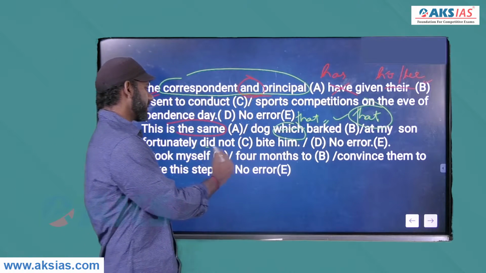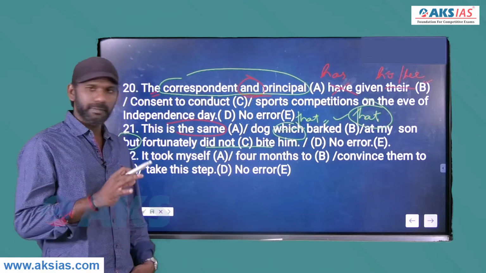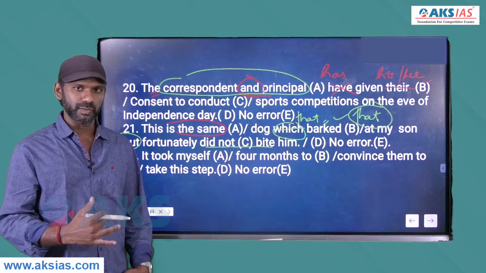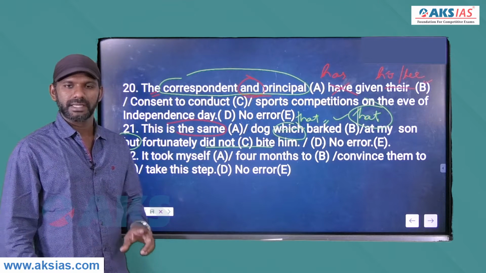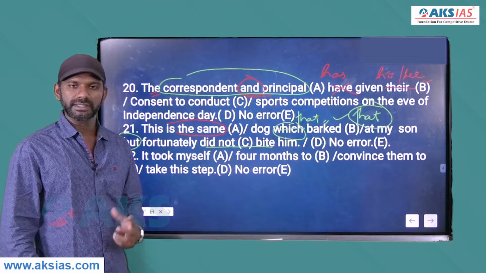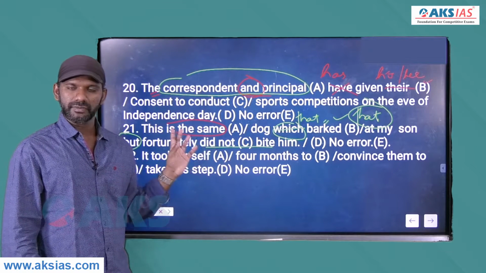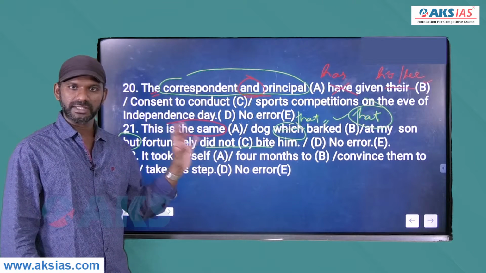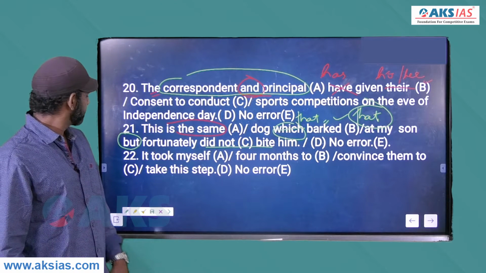Did not bite is positively charged. Anyway, fortunately is a positive word. Unfortunately is a negative word. Did not bite him is positive because of double negation. When two negative terms come together, the meaning becomes positive. Did not is negative, bite is also negative, so did not bite becomes positive because of double negation. Getting it? Come on, next one.